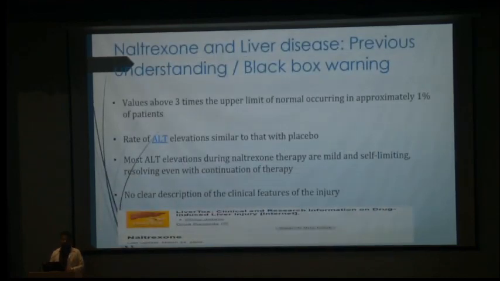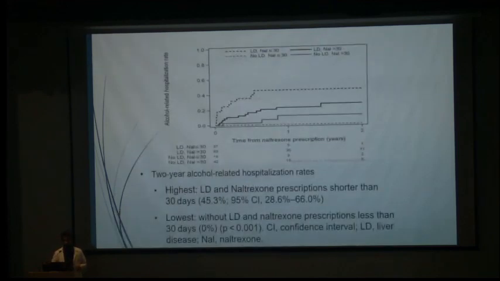But till recently, a black box warning existed on naltrexone as well as on the LiverTox website that naltrexone can lead to potential hepatotoxicity and values above. But that is gradually changing. The black box warning has been taken away. The LiverTox website has also been updated: values above 3 times the upper limit occur in less than 1% of patients, the rate of ALT elevations is similar to that with placebo, most of them subside on their own, and there is no clear pathological description of specific injury associated with naltrexone.